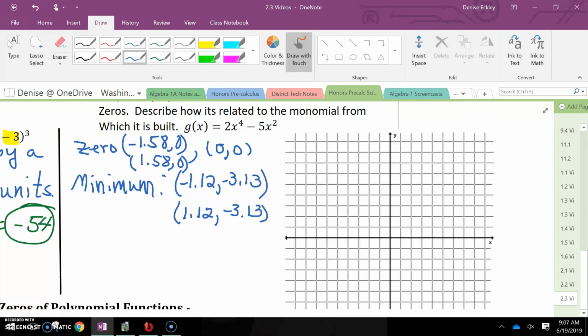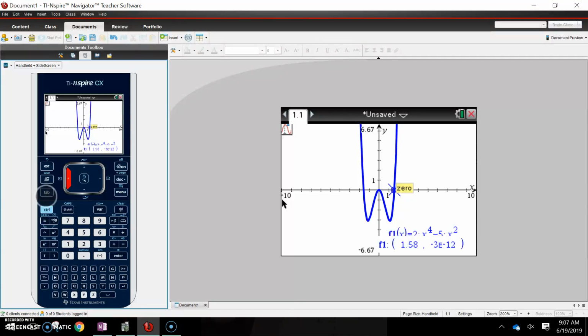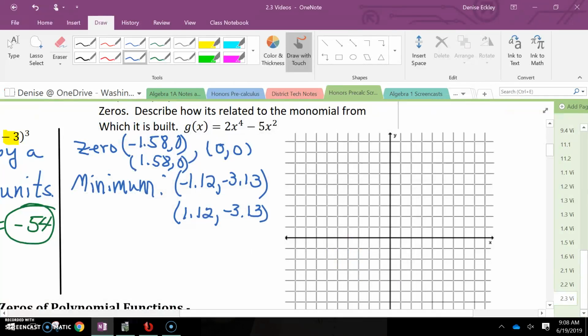Okay, describe how it's related to the monomial function from which it's built. Let's look at that one. So let's go ahead and put that in our calculator. So we want x to the 4th. And we hit enter. And what we can say is it shares a 0. The end behavior is the same, but it only has one local extrema. That would be the difference.